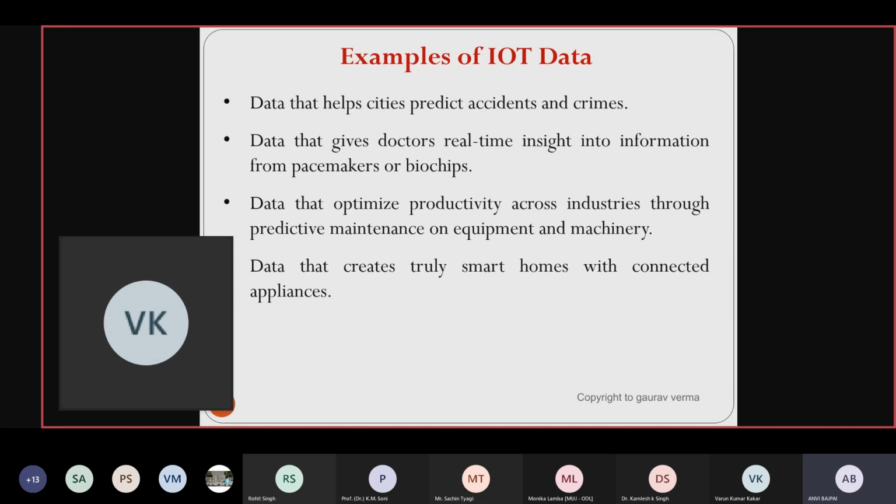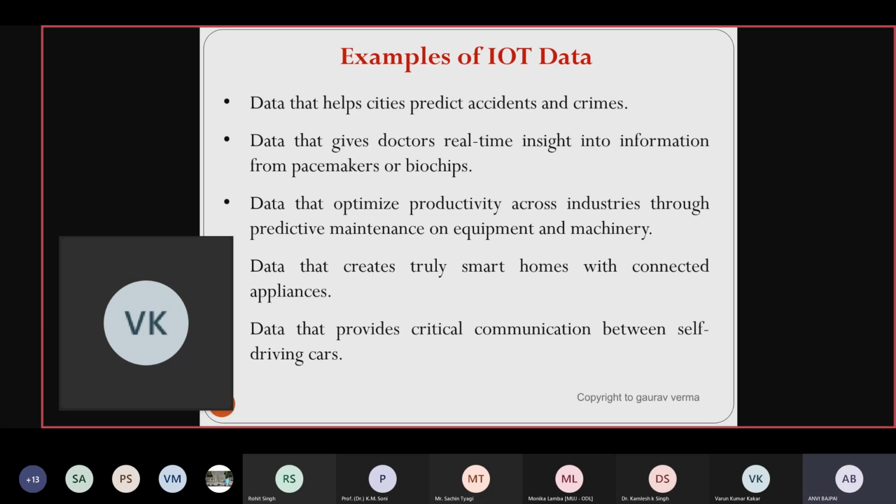Data that creates a truly smart home with connected appliances, for the measurement of electricity, or for providing good comfort to the people. Data that provides critical communication between self-driving cars, which is another promising area. Companies like Mercedes-Benz and Tesla are working on self-driving cars.